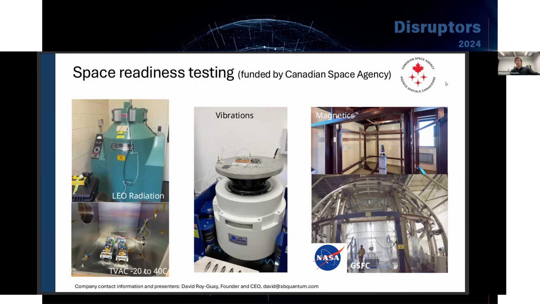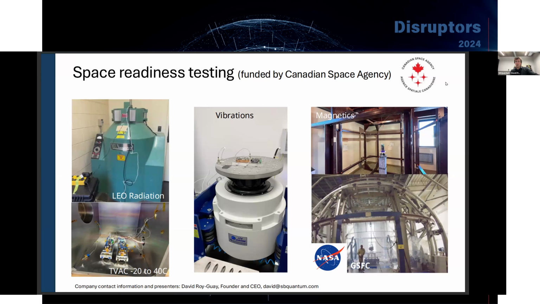So we spent the last few years through the MACWEST program qualifying our diamond magnetometer technology. It's now at the state where it can operate in low Earth orbit conditions. So it's been successfully tested for radiations in TVAC, for vibrations for a SpaceX launch, and also magnetically qualified at the NASA GSFC and also facilities in Canada.